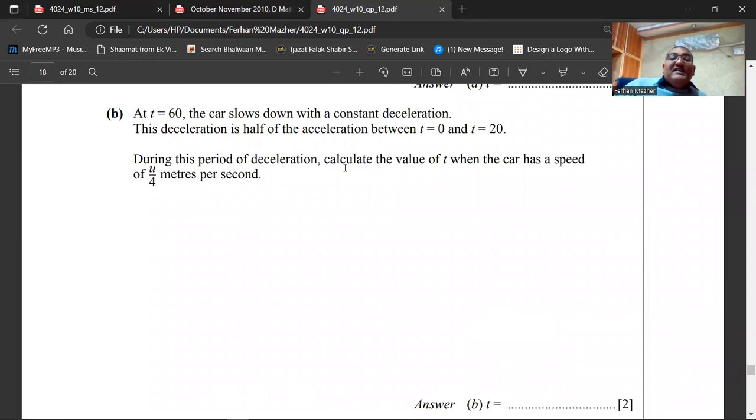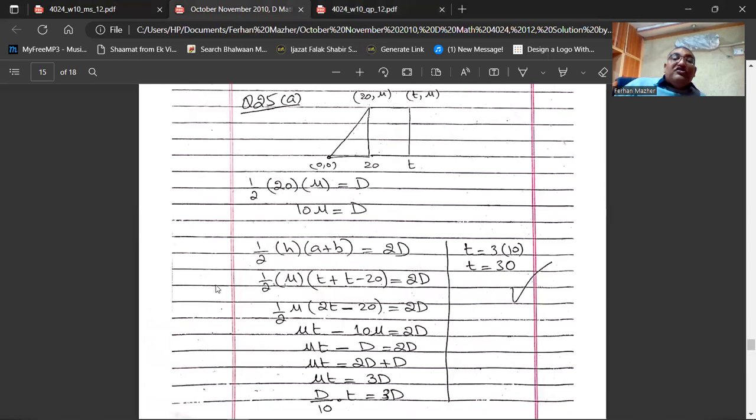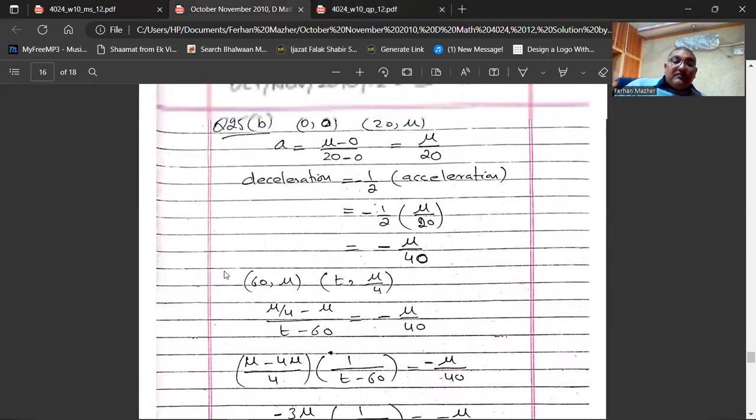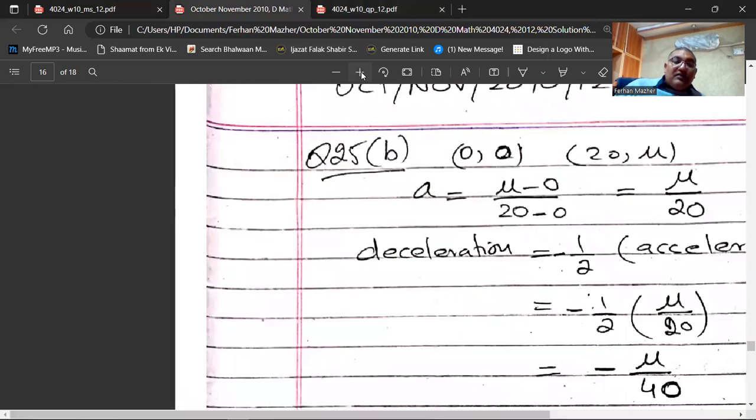During this period of the deceleration, calculate the value of t when the car has a speed of u by 4 meters per second. Okay. So it's a very tricky thing. Let me show you. I'm going to do it.